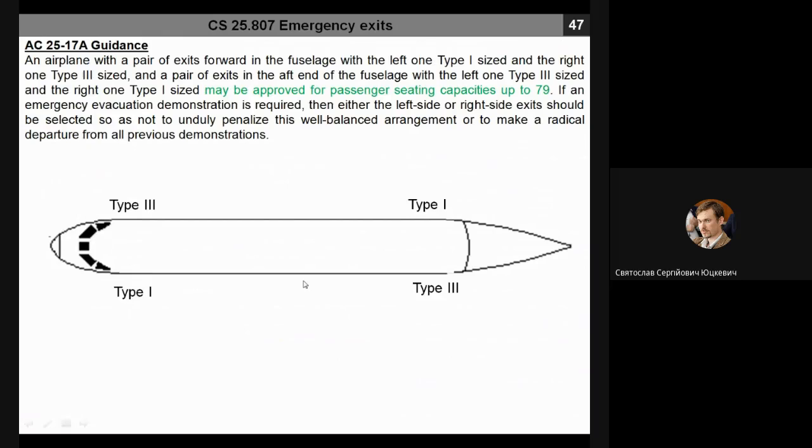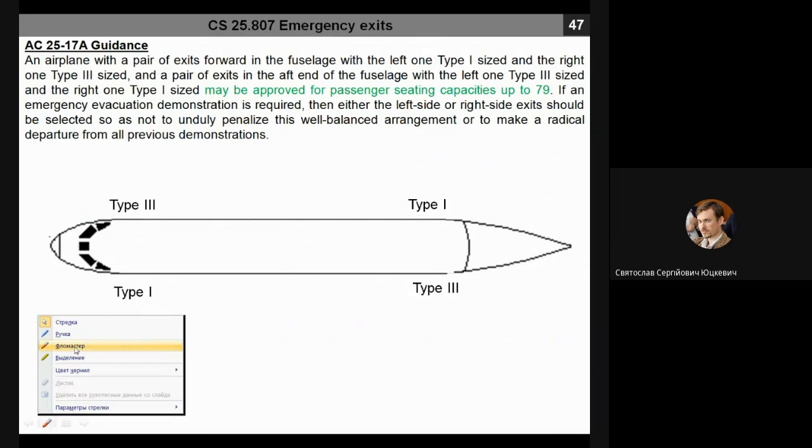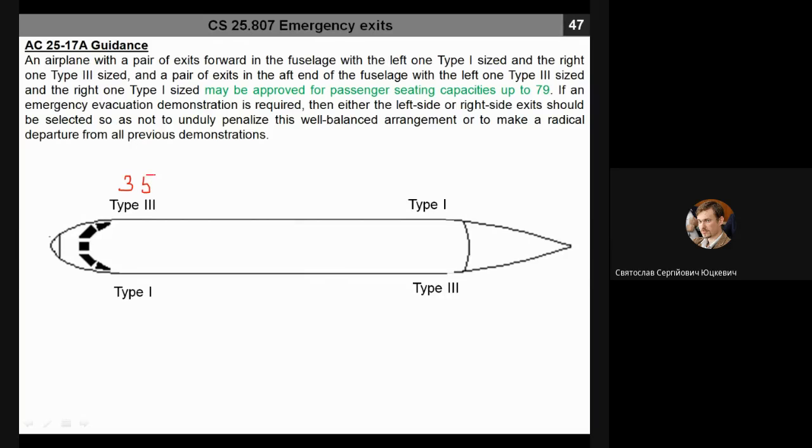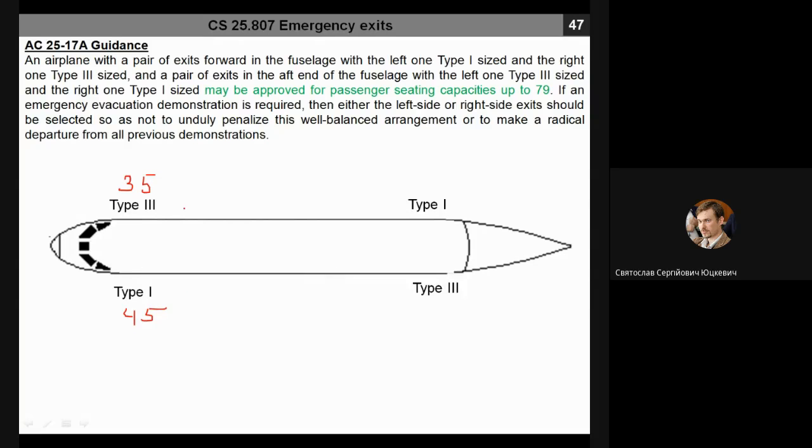So according to the combination of these doors, it is possible, but you need to prove through demonstration to increase the rate of evacuation from 70: 35 for this type 3 and 45 for type 1. So you could increase it up to 79, not 80 like the sum of these two types of doors, but 79.